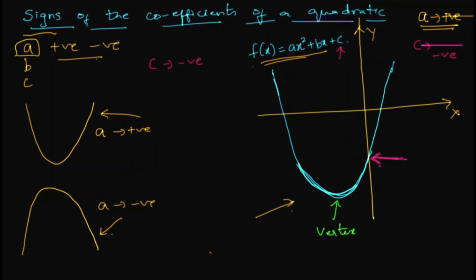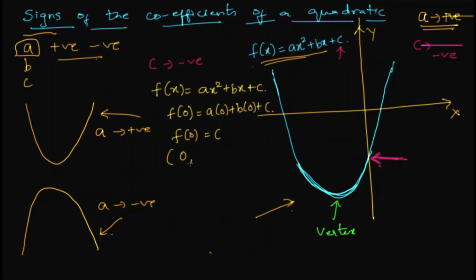Okay, A and C are decided, but how do we get C to be negative? It does not happen magically. There is a reason behind that. F of x equals ax square plus bx plus c. The y-intercept would have x value equal to 0. So I must plug in x is equal to 0. So this becomes a into 0 plus b into 0 plus c. C is the only thing that is not getting influenced now. Other two terms are becoming 0. So f of 0 is equal to c, which means the y-intercept would be 0, c.